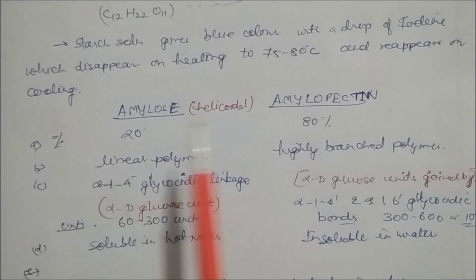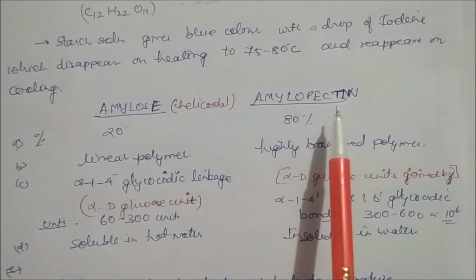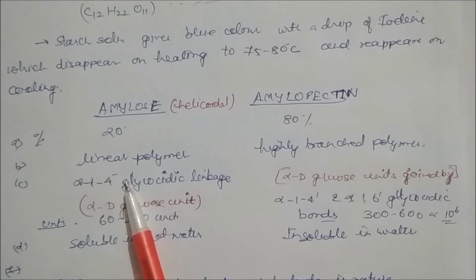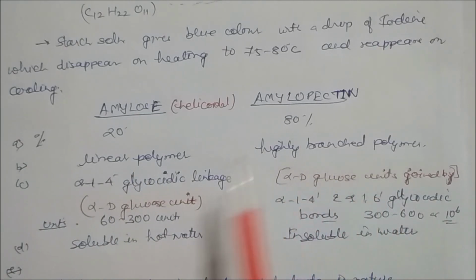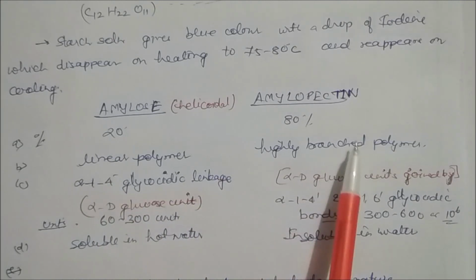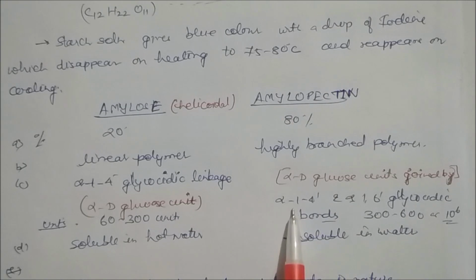So if you take the percentage, this is 20%, this is your 80%. Second thing, this is a linear polymer, this is a highly branched polymer, and in this case we have alpha 1,4 glycosidic linkage. In this case, glucose units are joined together by alpha 1,4 and alpha 1,6 glycosidic linkage, and the number of molecule units is 60 to 300 units. In this case, we have 300 to 600 units or more than that also.